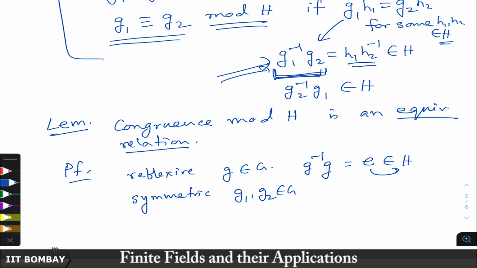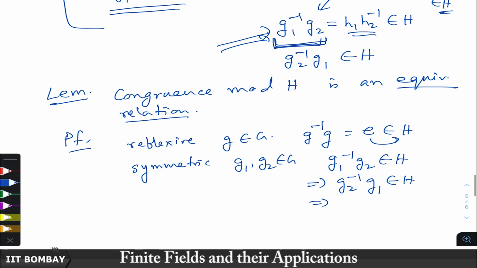It should be symmetric. What does it mean? If we take g1, g2 in G such that g1 is related to g2, which means g1 inverse g2 is in H, then we know that its inverse is also in H because H is a subgroup. So, g2 inverse g1 is also in H, and that means g2 is also related to g1, right.